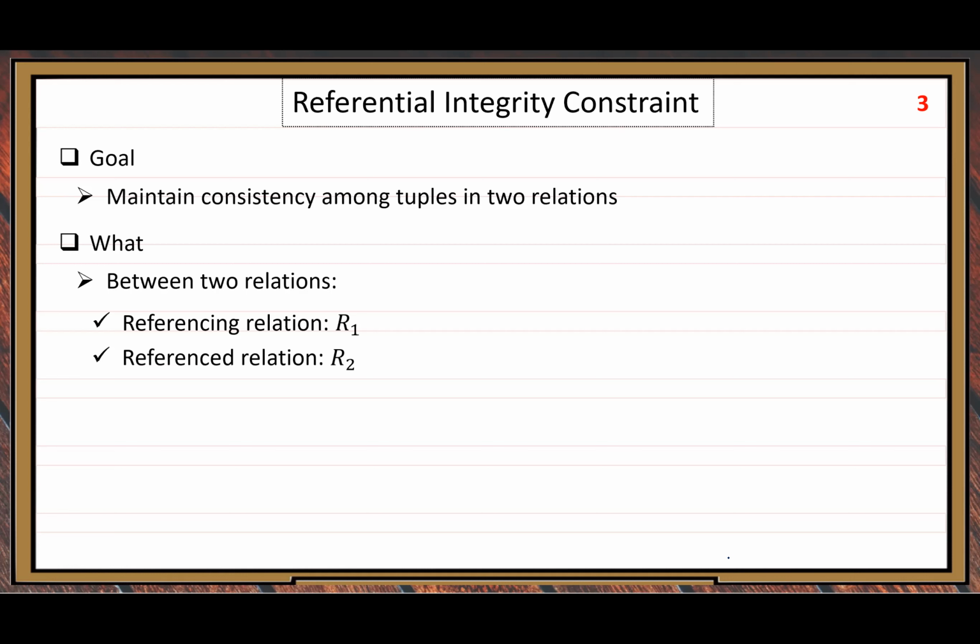Then tuple notations. When we look at this kind of constraint, we need to use tuples for our discussion. So for tuple notations, T1, a tuple in R1. A typical tuple in R1. T2, a tuple in R2. So then we can draw a diagram.